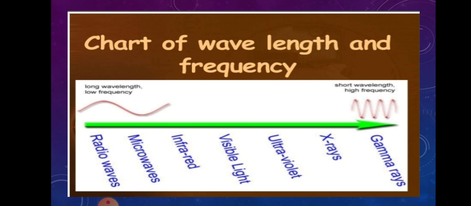Chart of wavelength and frequency. Frequency increases in order from radio to gamma rays. Gamma rays have high frequency and radio waves have low frequency. Those having high frequency have short wavelength, and those having low frequency have long wavelength. So radio waves have long wavelength and gamma rays have short wavelength.